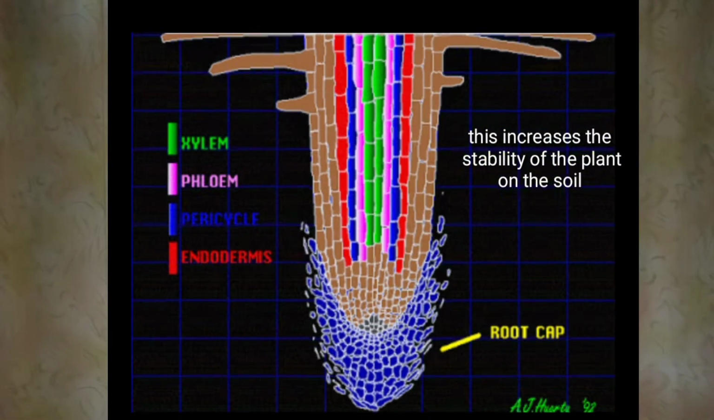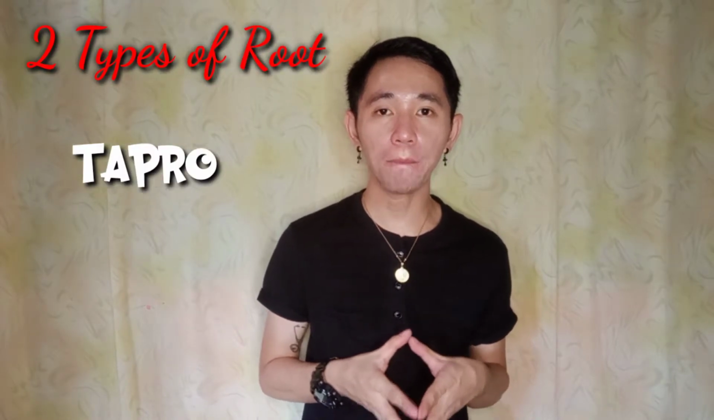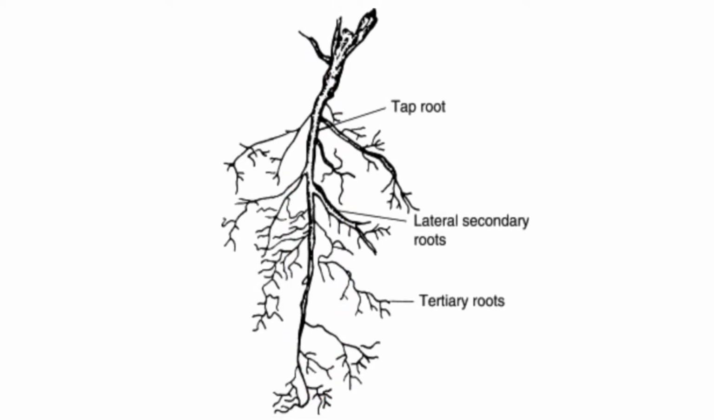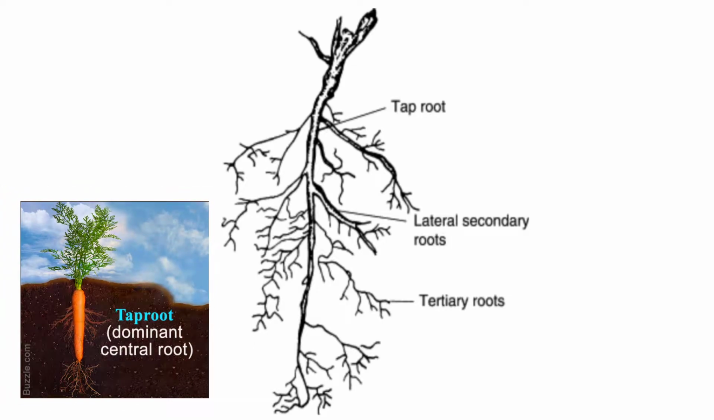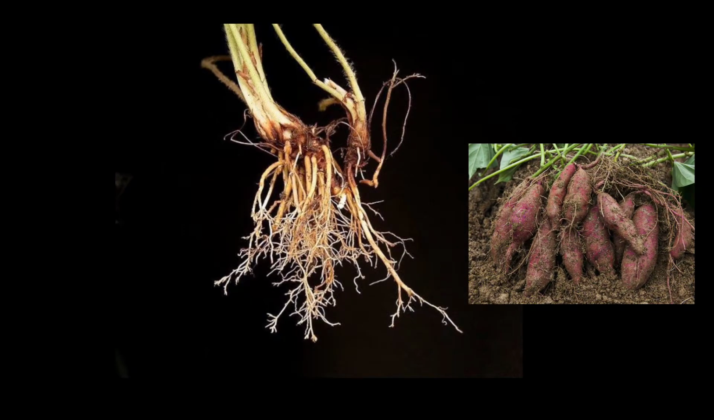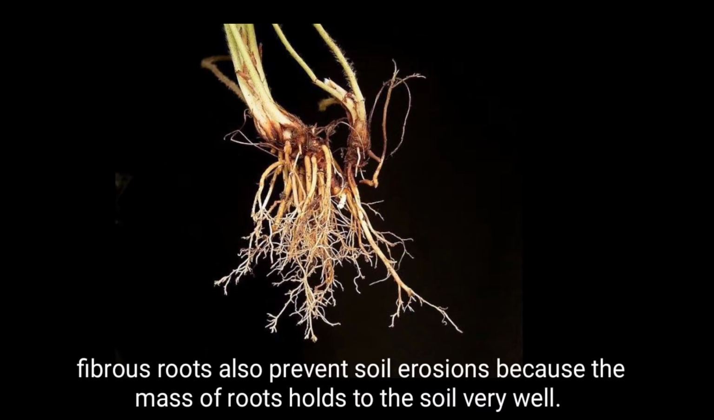This increases the stability of the plant in the soil and increases the nutrients absorbed by the plants. There are two types of roots, the tap root and the fibrous root. The tap root only has one main root, where other smaller roots branch out. Taproots sometimes function as storage of carbohydrates, such as in the case of carrot. While the fibrous root has a mass of small roots, some fibrous roots function as a storage organ, such as in the case of sweet potatoes. Fibrous roots also prevent soil erosion because the mass of the roots holds the soil very well.